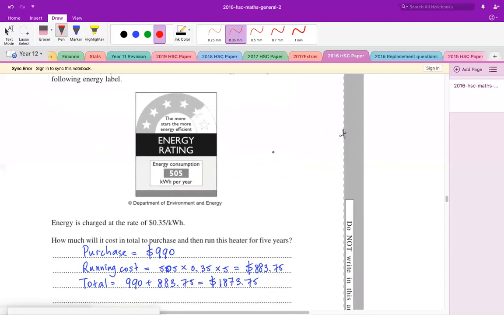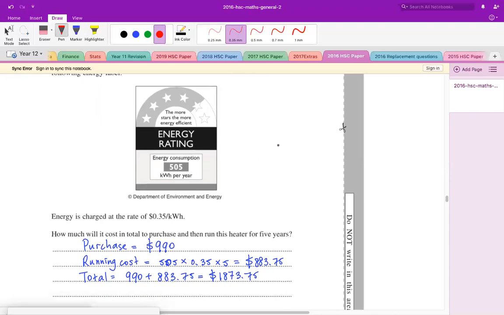This one, so whenever you're given an energy rating thing, you don't actually need to look at the stars, right? It doesn't make a difference for you because the stars just tell you how efficiently this machine uses its electricity, but the energy consumption is given to you and that's all you need.